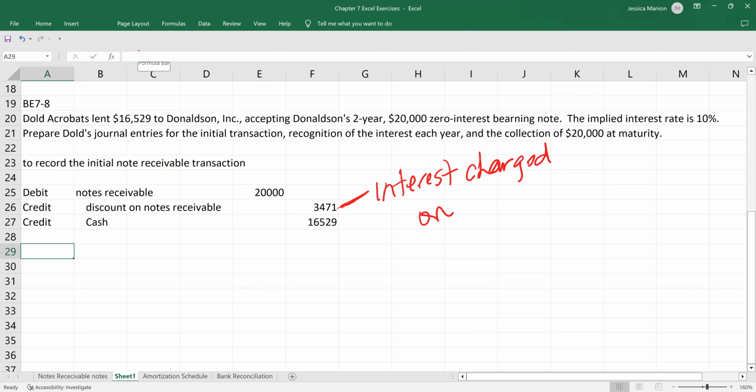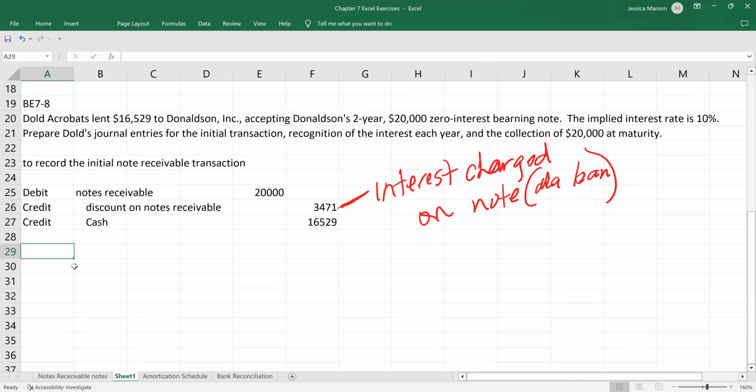Interest charged on note, and I'll just put in parentheses, AKA loan. That's what we're doing. We're loaning these people money and they're paying us back, right? Okay, so that's the initial note receivable transaction.